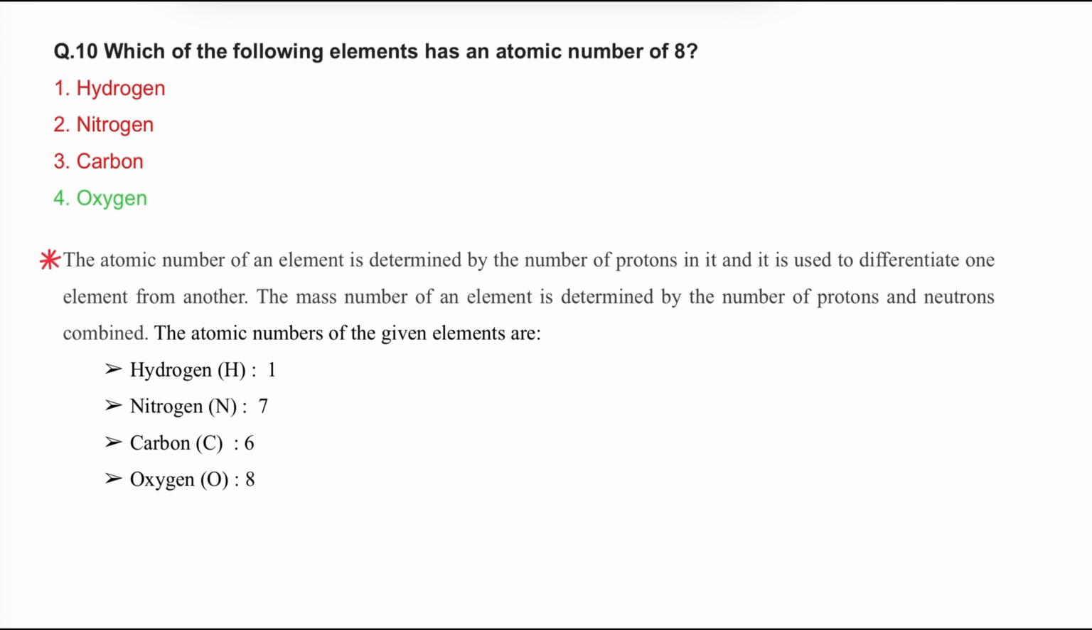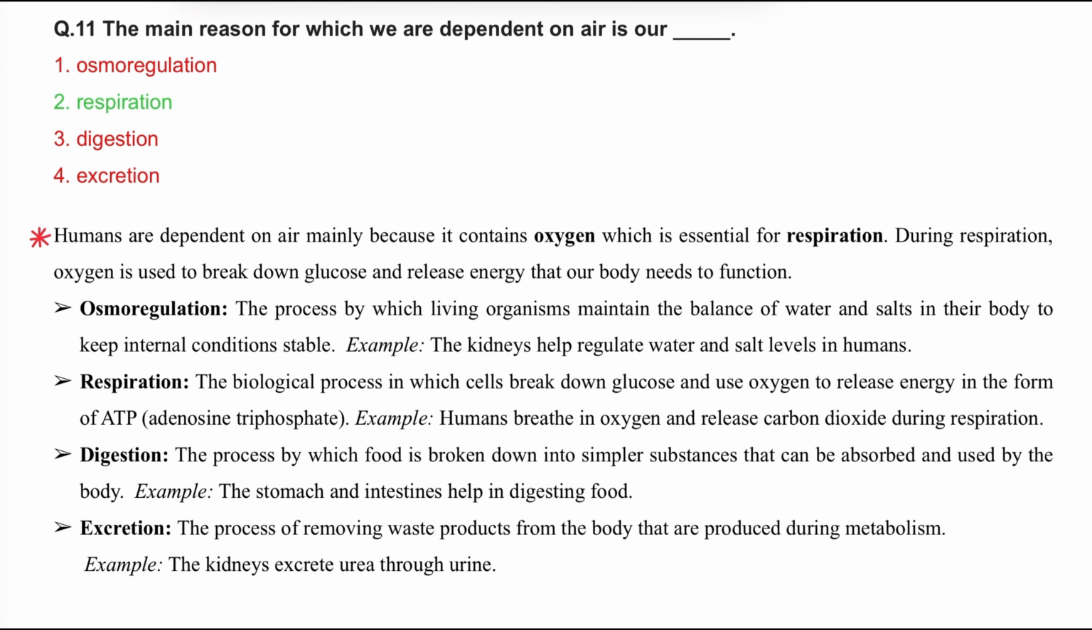Next question. Which of the following elements has an atomic number of 8? The atomic number of an element is determined by the number of protons present in it, and it is used to differentiate one element from another. The mass number of an element is determined by the number of protons and neutrons combined. The atomic numbers of the given elements are: hydrogen 1, nitrogen 7, carbon 6, and oxygen 8. The atomic number for oxygen is 8. Correct answer option 4.